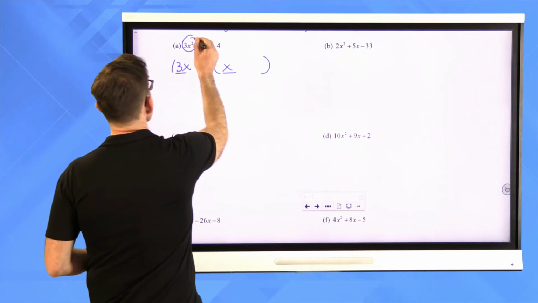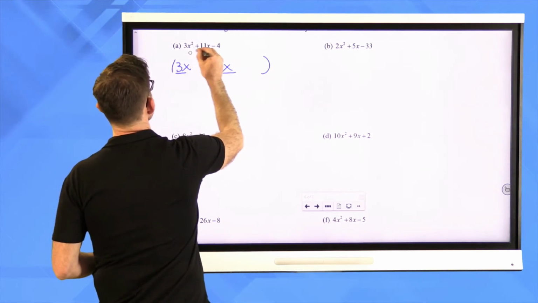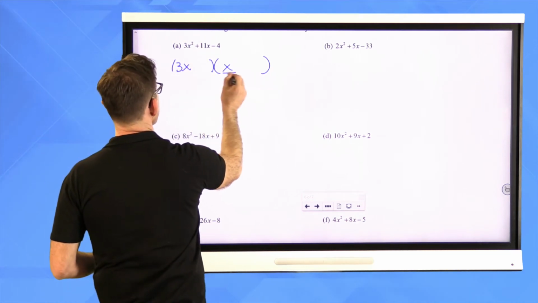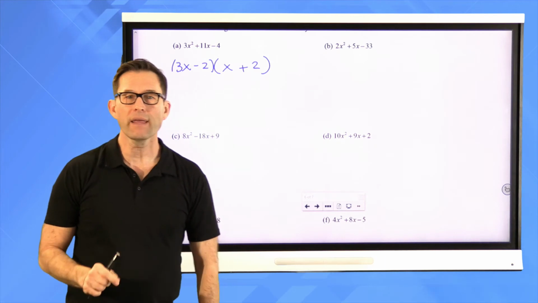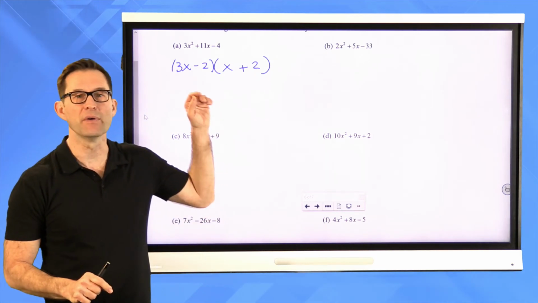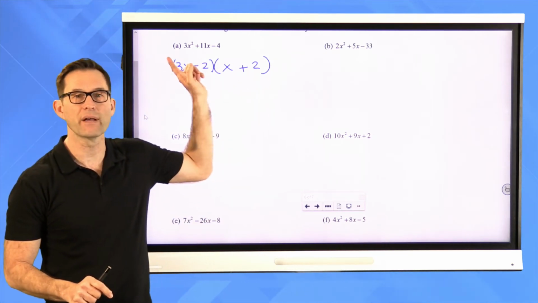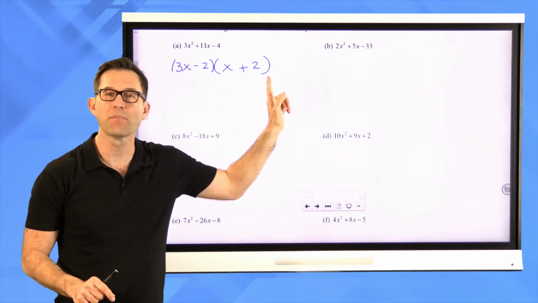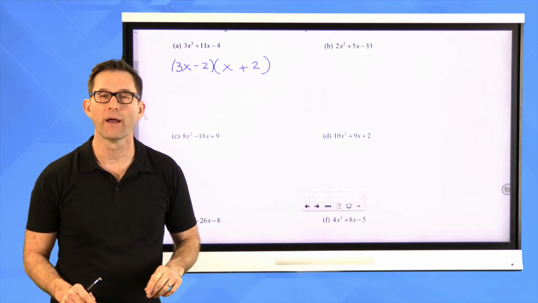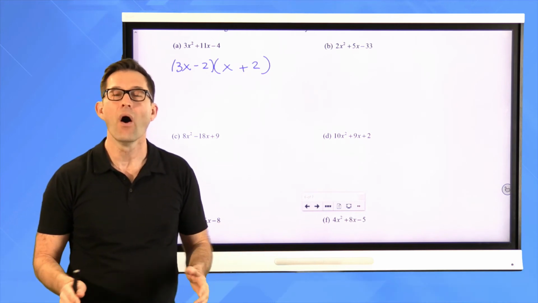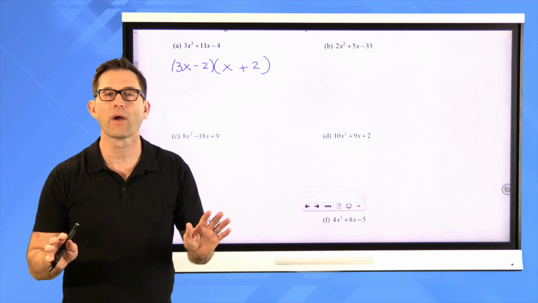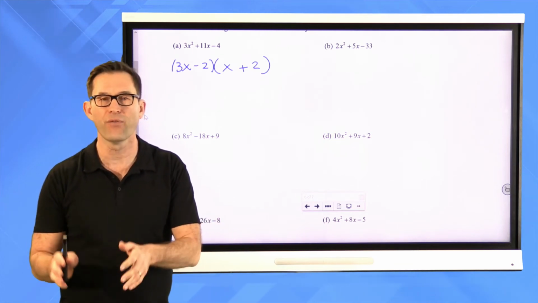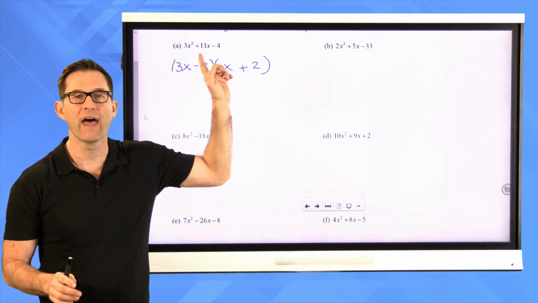All right, so let me put in a reasonable guess, but one that I know is incorrect, okay? So I'm going to put plus 2 here and minus 2 here. And again, I claim that this is a very reasonable guess because 3x times x is 3x squared, and negative 2 times positive 2 is negative 4. All right, now the question is, is it correct? I don't have to multiply it all out. I just have to figure out whether the O and the I in FOIL combine to give me 11x.